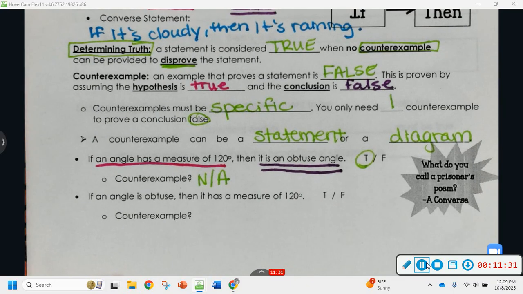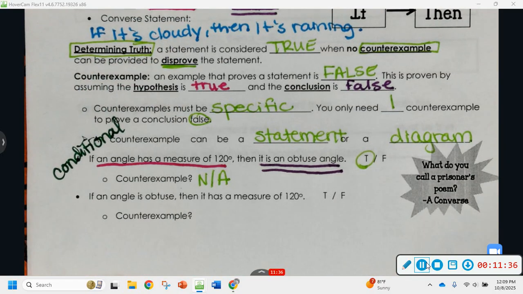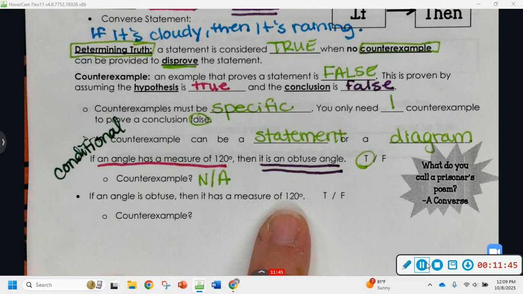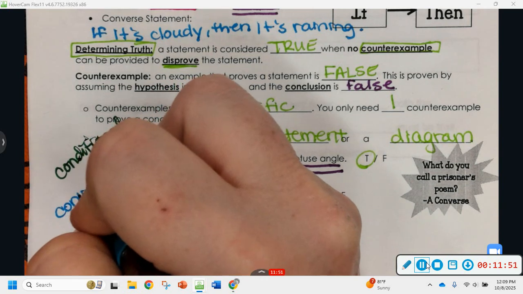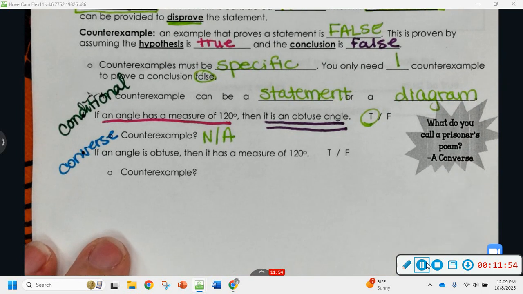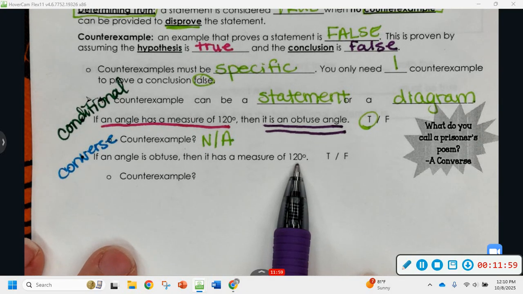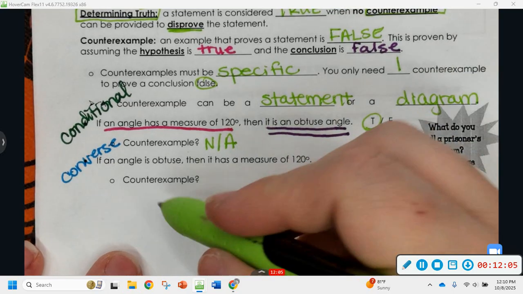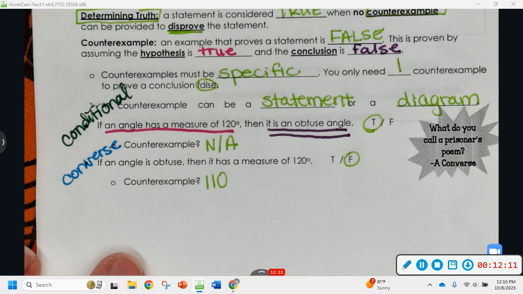When I switch it up here, it says if an angle is obtuse, then its measure is 120. That, when we switched it, remember, is called the converse. Now, if an angle is obtuse, is the only angle in the whole world it can be is 120? It can't be anything else? No, that's false. So a counterexample could be, an angle with the measure of 110.